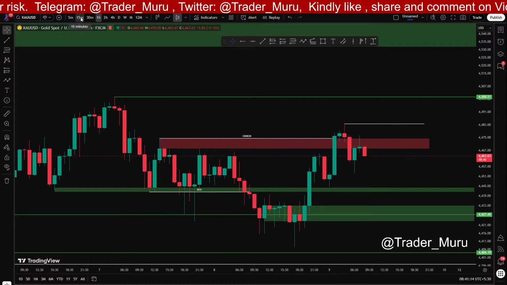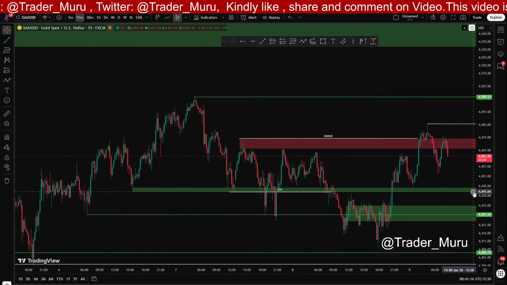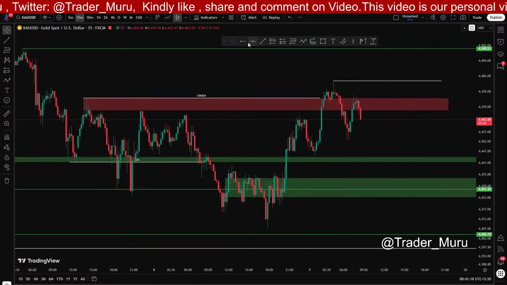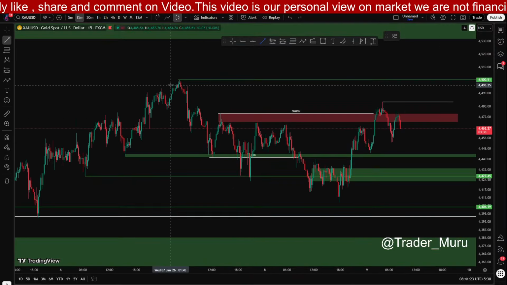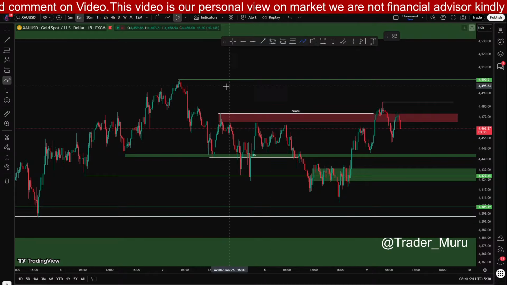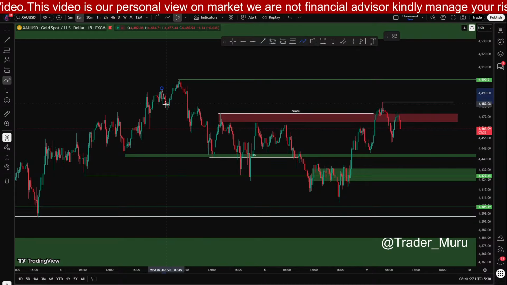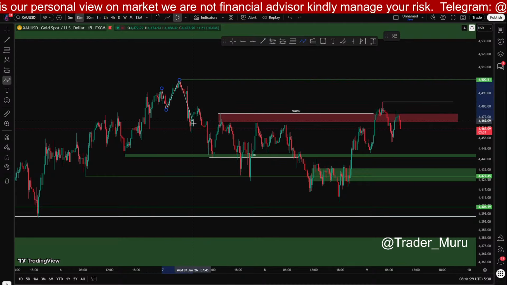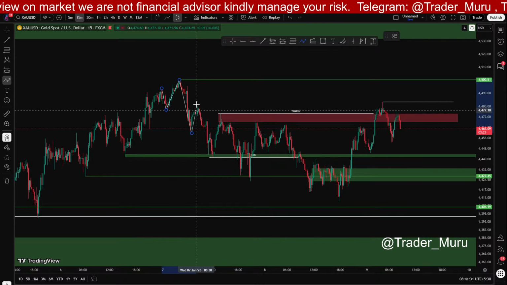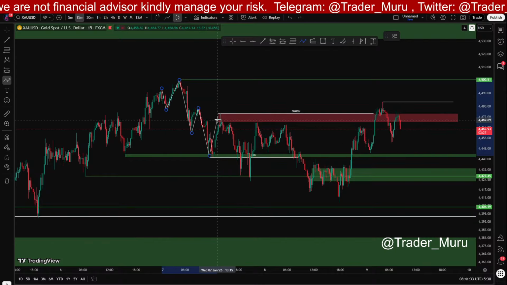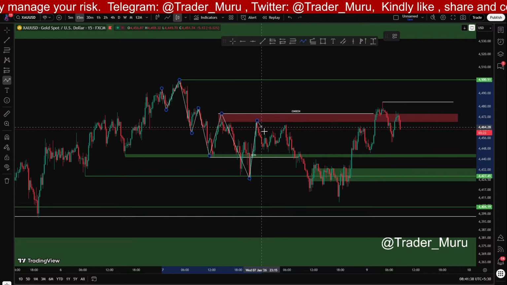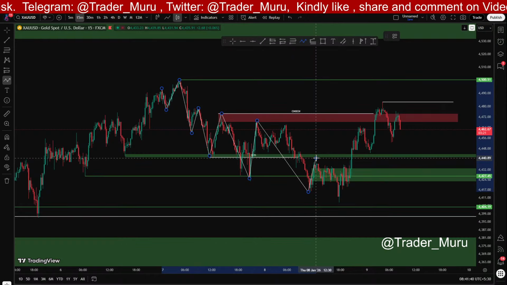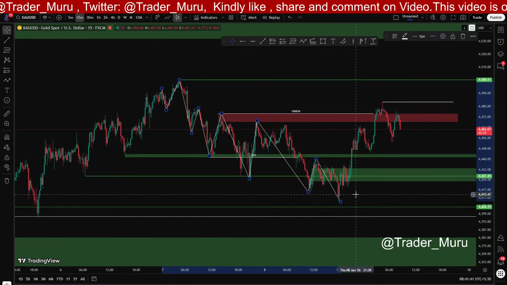Now let's see 15-minute. In the 15-minute structure, price was running in a decent downtrend. You can see it was creating a high. This was our last breakout structure. Then the low, lower high, lower low, lower high, lower low, liquidity hunt, lower high, lower low. This is a lower high and lower low.